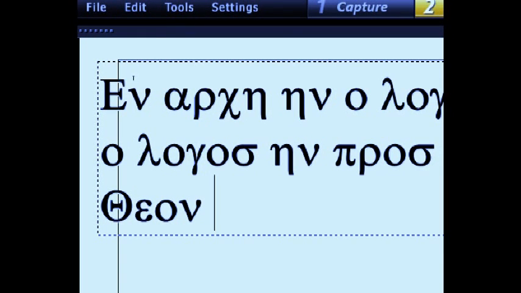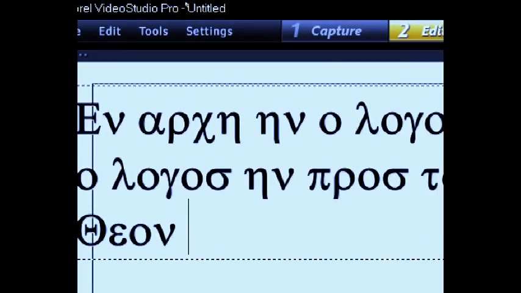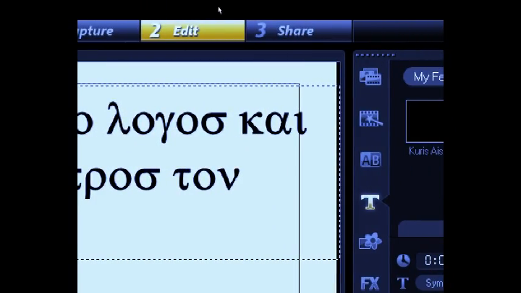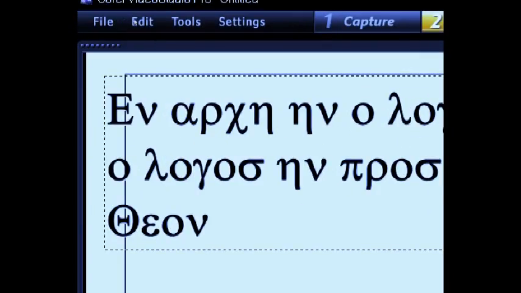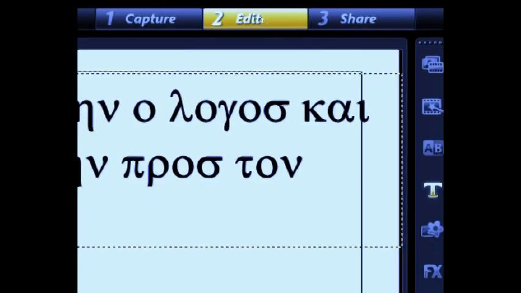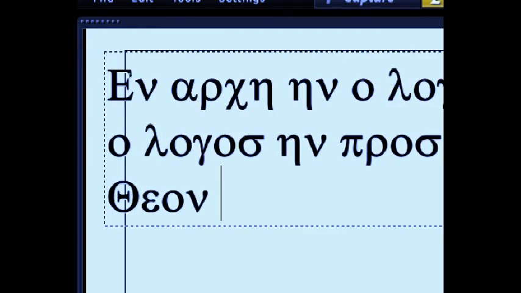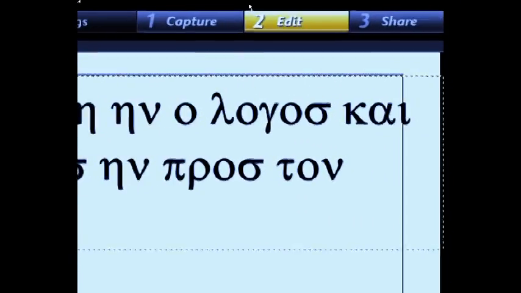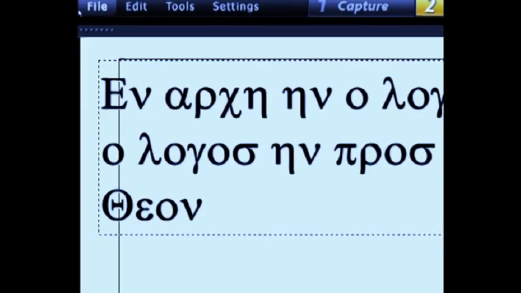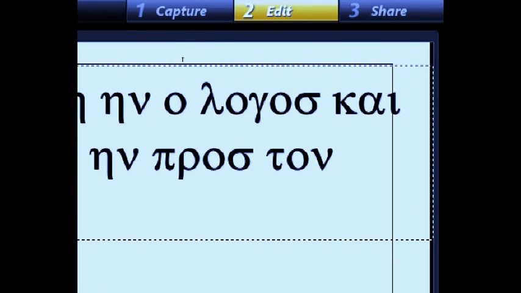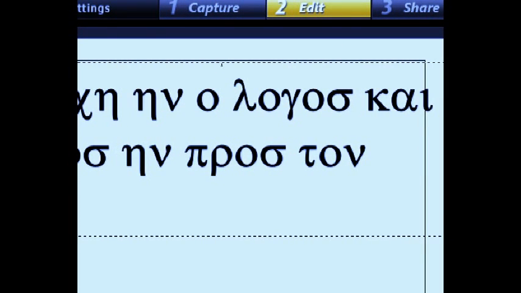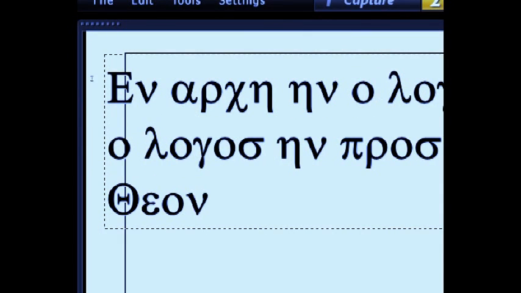So let's check this out. So far you have en archē ēn ho logos, ho logos ēn pros ton theon. So, in the beginning was the Word, and the Word was with God. Greek word pros for "with." Or in the literal Greek, it says, "And the Word was with the God." The God. That's the problem with the witnesses.